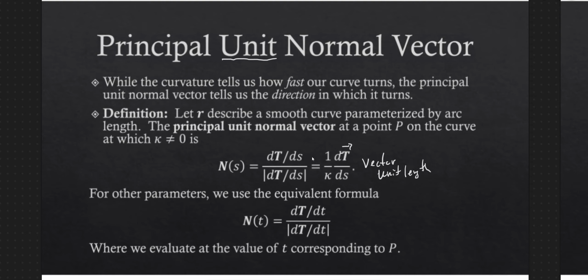Now, if we're not parameterized in terms of arc length, and most of the time we're not, we can use an alternative formula for this that'll also work, and that's dT/dt. So we'll take a derivative of the unit tangent vector with respect to time and divide by the magnitude of dT/dt. That'll also give us the principal unit normal vector in terms of the parameter t. And so in order to actually get a hold of this vector at a point along the curve, we need to find the parameter t that corresponds to that point on the curve, and then plug it in here, and that'll tell us our principal unit normal vector, giving us the direction in which the curve is turning.